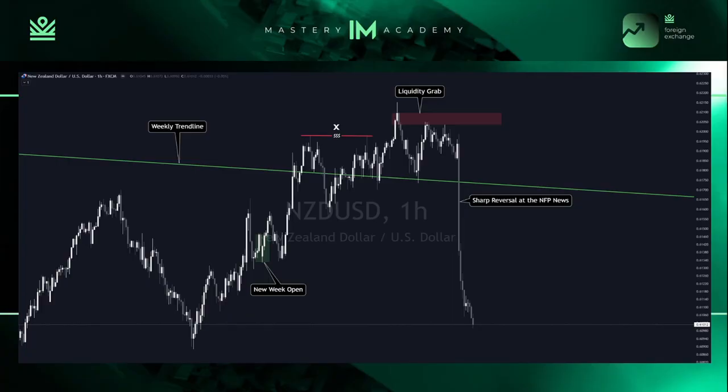And then we see price actually go up, run through the liquidity. And after that liquidity grab happened, we see some imbalance created. The market comes back up one last time to test it. And then we see a sharp reversal that happens at the NFP news event, bringing price all the way back down, lower than where that week started.